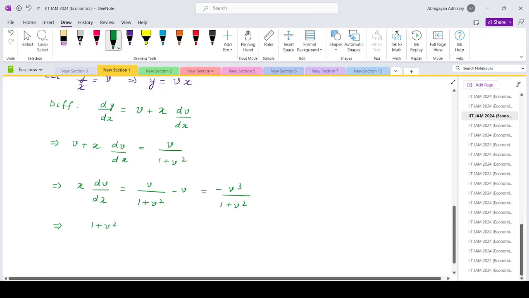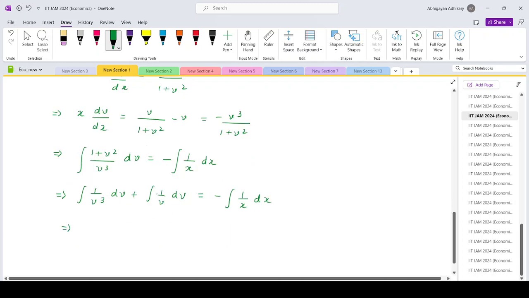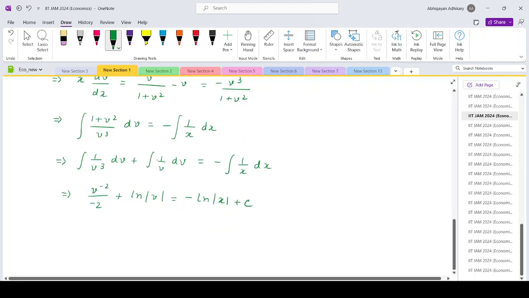Interchanging the sides, (1 plus v squared) by v cubed dv is equal to minus 1 by x dx, and integrating it out, that makes it integration of 1 by v cubed dv on the left plus integration of 1 by v dv is equal to minus integration of 1 by x dx. So that will be v to the power minus 2 by minus 2 plus log of mod v is equal to minus log of mod x plus c.